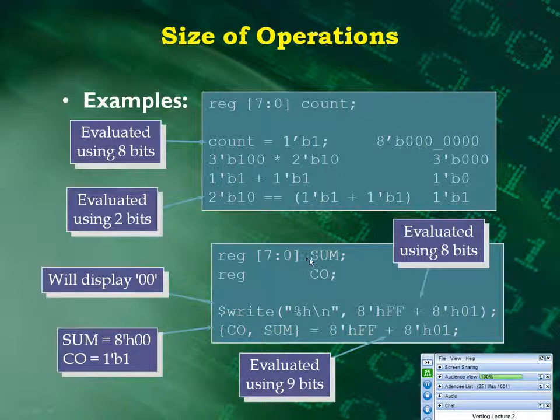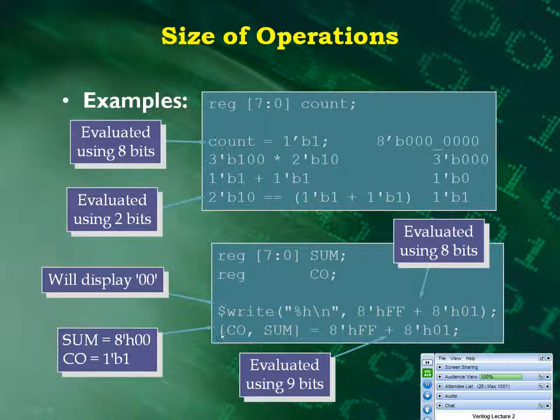Here we have a register, 8 bits wide, called sum, and another single-bit register called CO. It's our carry out. And here we're going to use a write statement. We want to print out a hex value, which will be this value here that it evaluates. And in this case, there's no assignment or anything, so it's just evaluated using 8 bits. So when you add these two together, the result is 8 bits, and you're going to get 0 because it's going to be truncated. The result would be a 9-bit number otherwise.